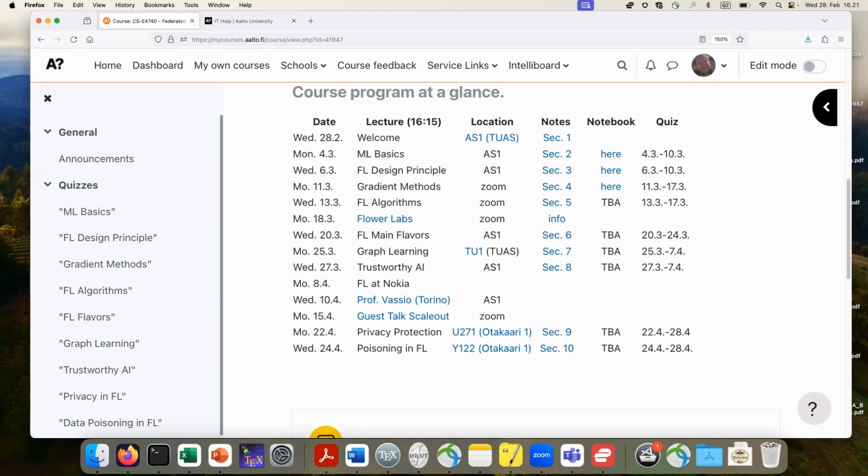Then this is already the third part. So the third main block of this course is on trustworthiness. How many of you have heard the 7 key principles for trustworthy AI? One. Again, the 7 key principles of trustworthy AI. How many of you have heard it? Okay, so it's really a small subset of those who have taken a first course on machine learning.